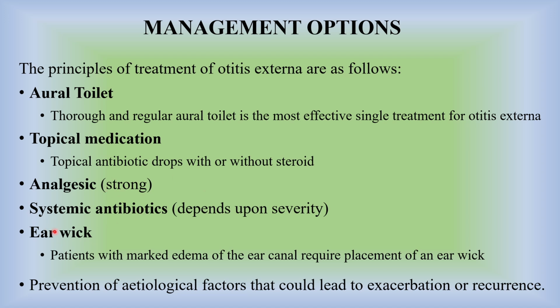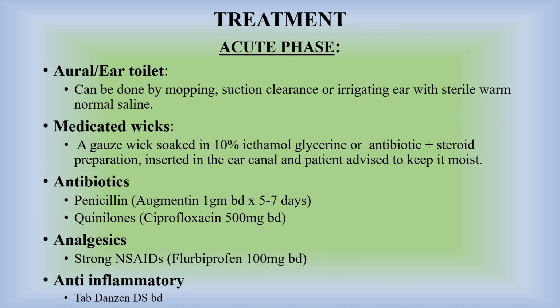The picture which I told you to observe in acute diffuse otitis externa: when the narrowing is too severe, in such patients, if we only pour the drops, they will not go inside. So in such patients, we have to put in an ear wick. Patients with marked edema of the ear canal require placement of an ear wick. Prevention: side by side, the etiological factors that lead to exacerbation, development or recurrence of otitis externa have to be managed as well. So these are the management options, not details.